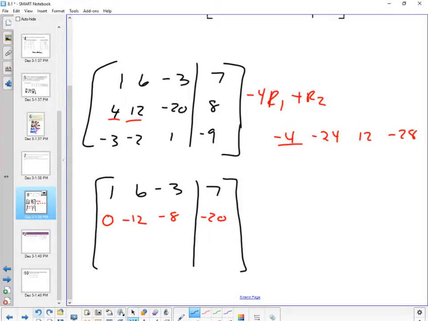Did my last row change? No. It's -3, -2, 1, -9.